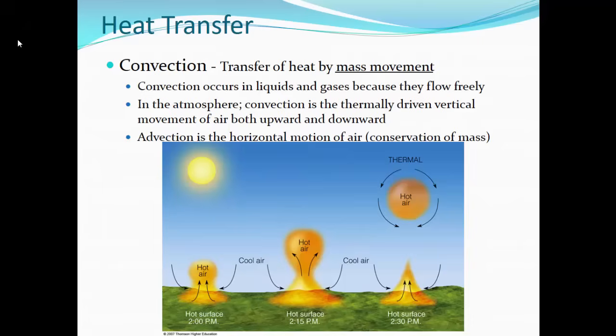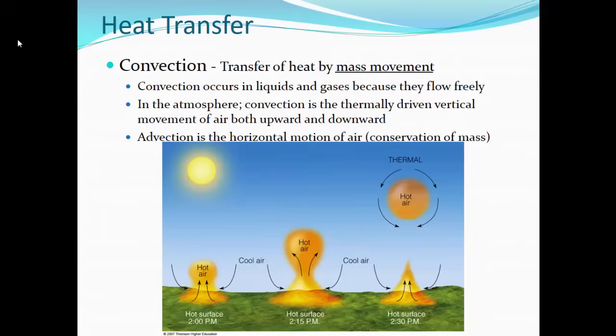In our picture on the left-hand side, we see that air, that mass of air at the surface, is heated up at 2 o'clock in the afternoon by the hot sun. As it heats up, the motion becomes faster. Faster molecular motion takes up more space, same mass, less dense, so it begins to rise. As it begins to rise, that mass is moved away.